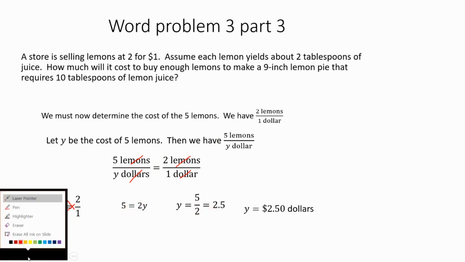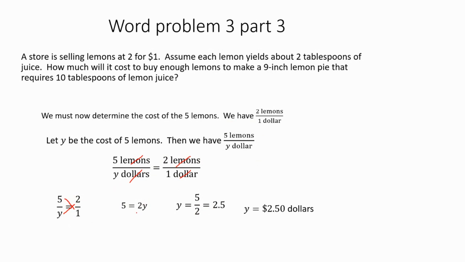Actually, let me show this step. I want to show all the steps. It's always good to show your work so that I know that you know what you're doing. And again, you only have to show your work on exams, not on quizzes and not on homework. So we divide by 2. These 2's cancel. Okay? And we get y equals 5 over 2, which is 2.5. So it's going to cost us $2.50.